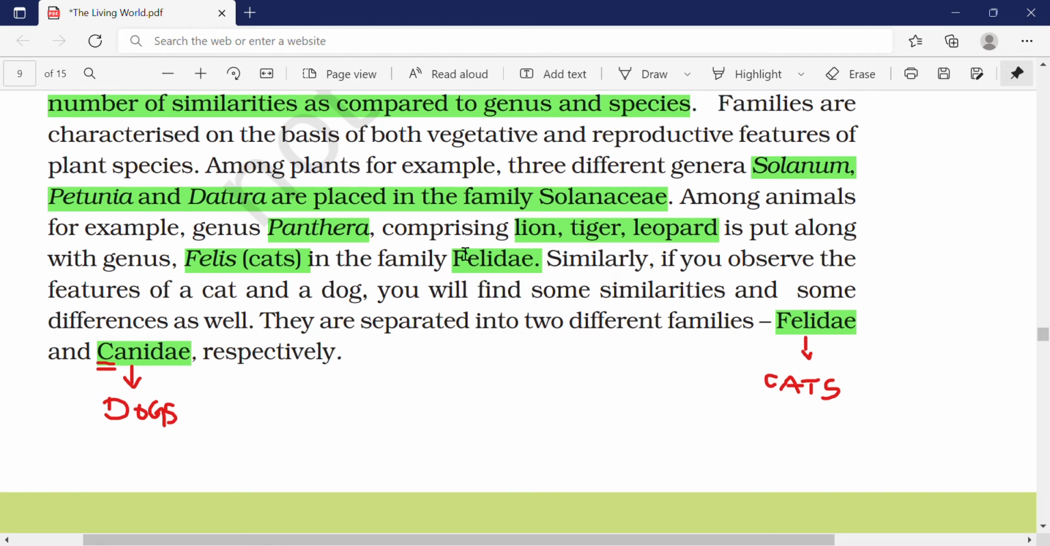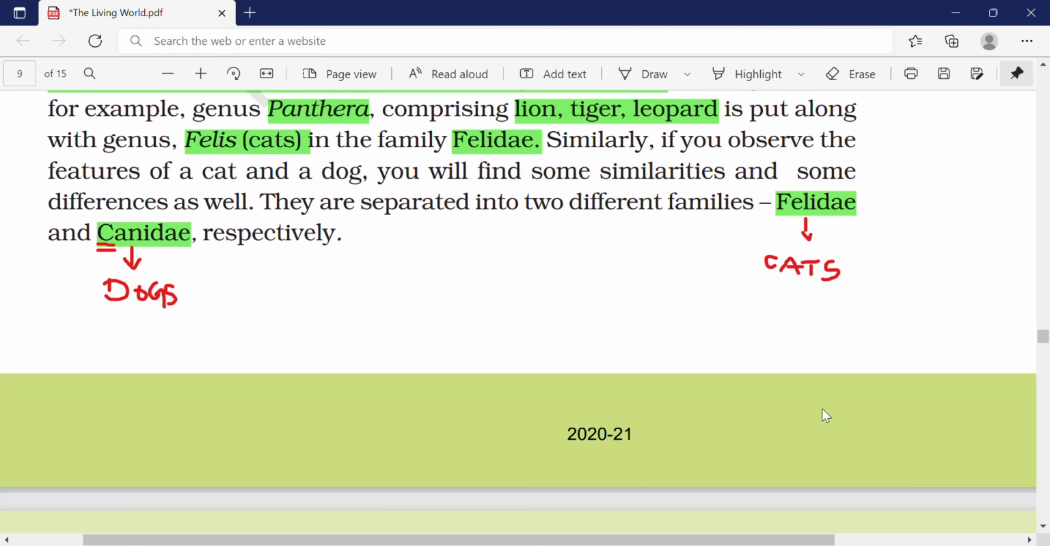Similarly, if you observe the features of a cat and a dog, you will also find similarities and differences. They are separated into two different families. The Felidae family has cats and the Canidae family has dogs. From an exam point of view, this is very important. But how do you remember it? Felidae means cats. Canidae starts with C. But you shouldn't think, okay, it's Canidae, so it will be cats. You shouldn't think that way. Canidae, C means it will be the opposite, A, B, C, D. So Canidae means dogs and Felidae means cats. You have to remember it that way.